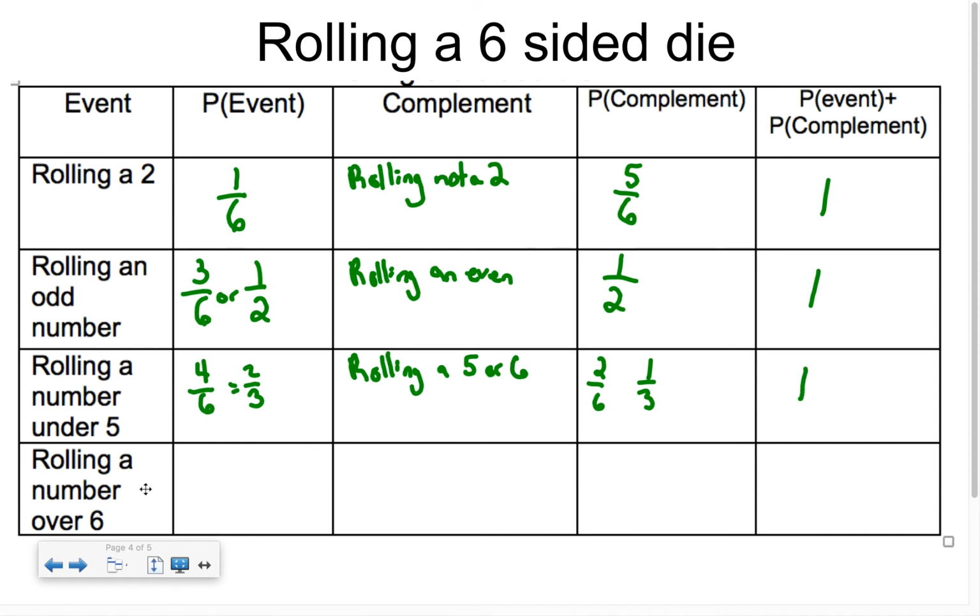Now the probability of rolling a number over 6, can you roll a number over 6? No, that's impossible. So the probability is 0. So the complement is going to be rolling not just under a 6 or under. And the probability of rolling a 6 or under is going to be 6 out of 6, because all of them are 6 or under, which is 1. But still, the probability of the event plus the probability of the complement is going to be 1. 0 plus 1 is 1.